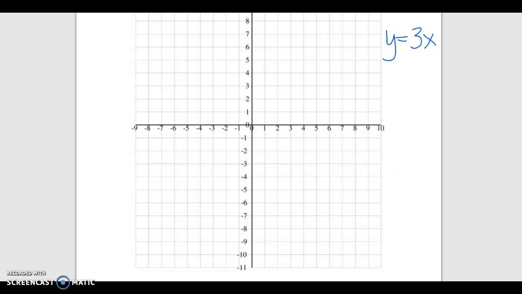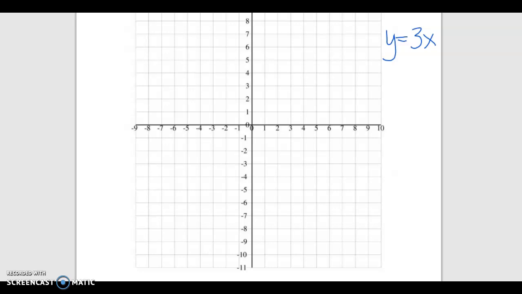Hey guys, today we're going to go over graphing linear equations and then doing the reverse of it, taking a linear graph and finding its equation. So we've looked at two different kinds of linear equations, proportional and non-proportional. So let's talk about proportional first. Couple things. Proportional can also be called direct variation.